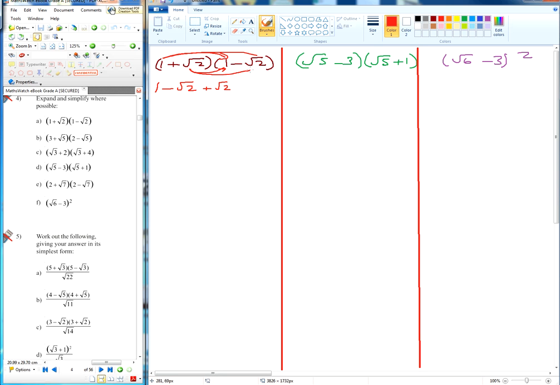Good, inshallah. And then we have plus root 2 times by minus root 2 will give us what? Minus root 2, root 2. Okay, did you get that right, Mr. Saf? Yes. Yes, okay, good.